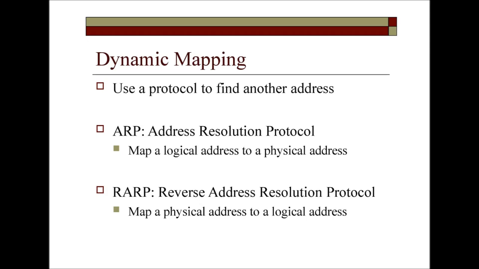This protocol is used for mapping a physical address to a logical address. What does it mean? It means that if we have a physical address, we can identify the logical address. So dynamic mapping is commonly used to find addresses. If we have a logical address, we can find the physical address, and if we have a physical address, we can find the logical address. This concept is called dynamic mapping, and we use these two protocols in the command prompt for identification of the other address.